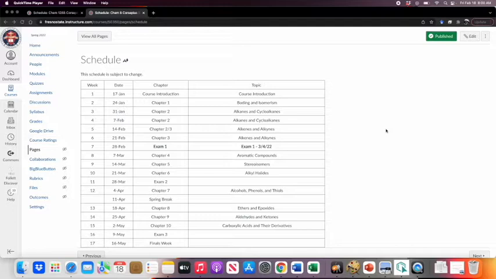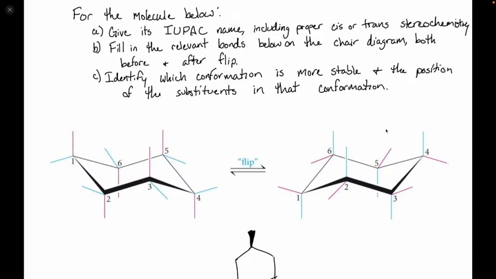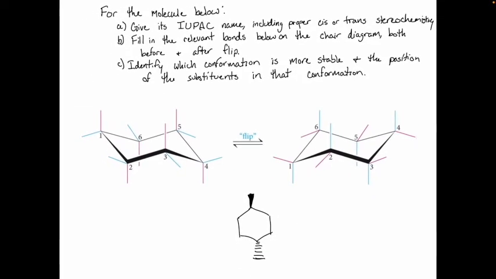Before we do that, I wanted to do another one of these review problems at the beginning here. This one revolves around those cyclohexanes and those chair flips. Okay, so this is the type of problem that we could see for this one. First of all, here's this molecule down at the bottom, this cyclohexane derivative.